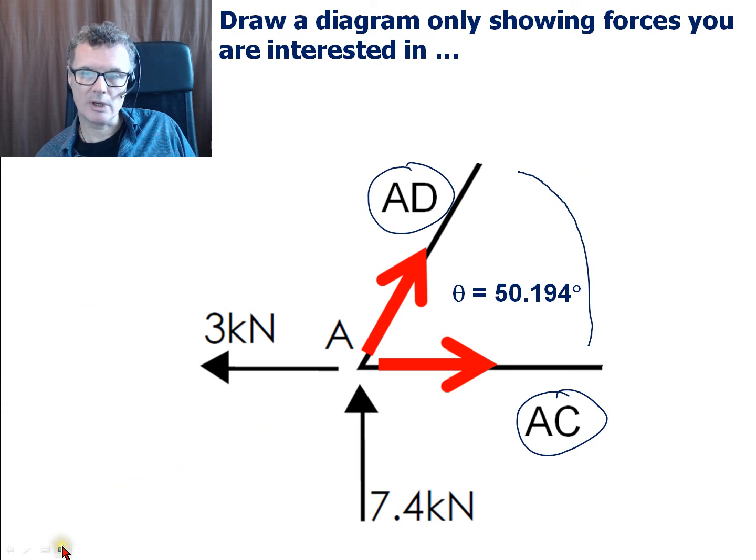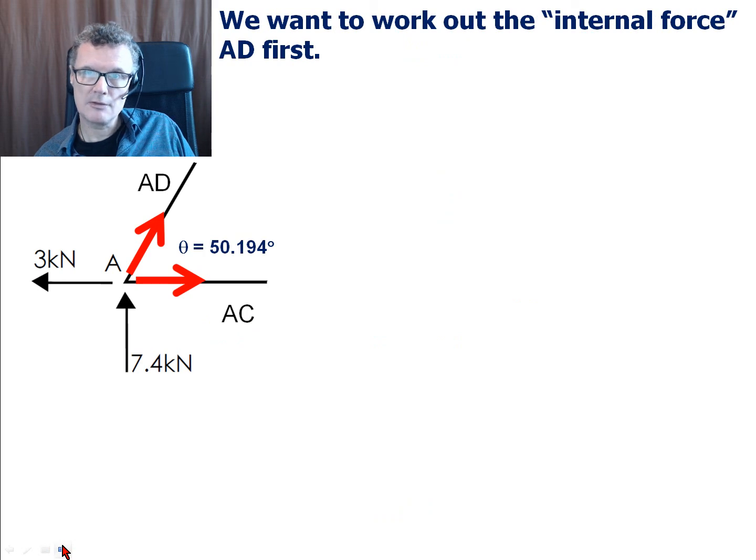So draw yourself another diagram focusing in on the unknowns that you're interested in. We're interested in the AC force, but unfortunately we've got this AD force there. Can I isolate AC by itself without the AD getting in the way? I can't. So the best plan is for me to first solve AD and then I can solve AC. So first you want to work out what the internal force is in AD, because that can be isolated by itself.